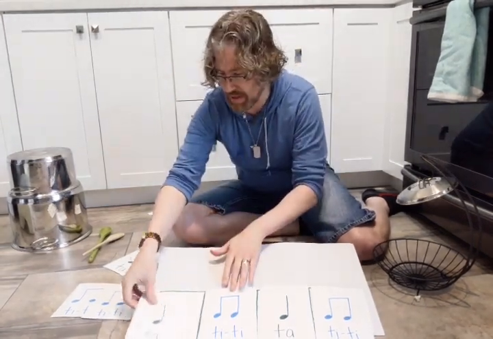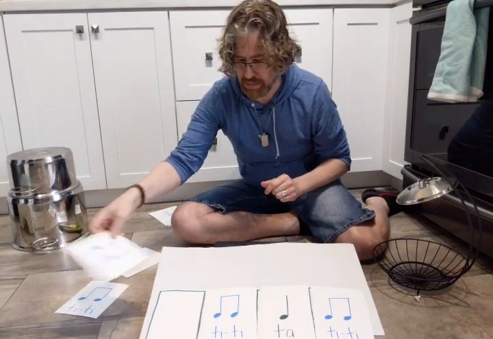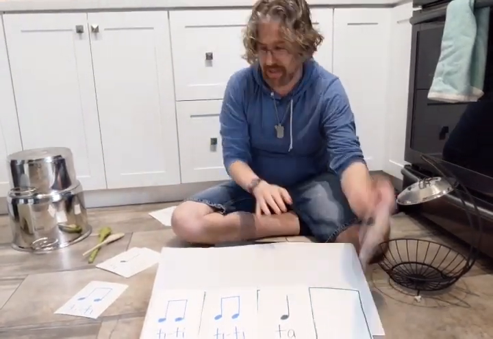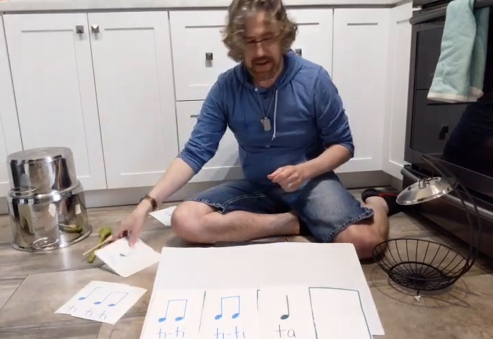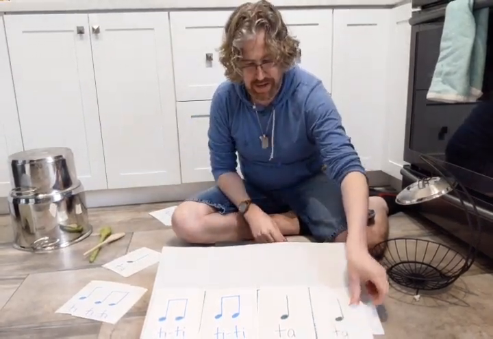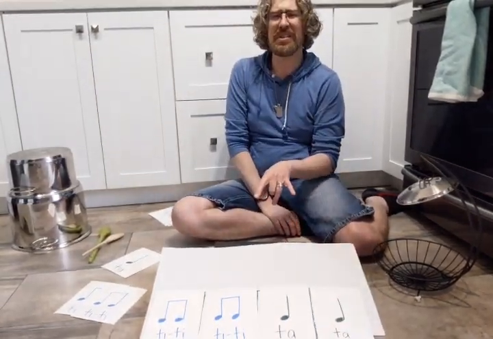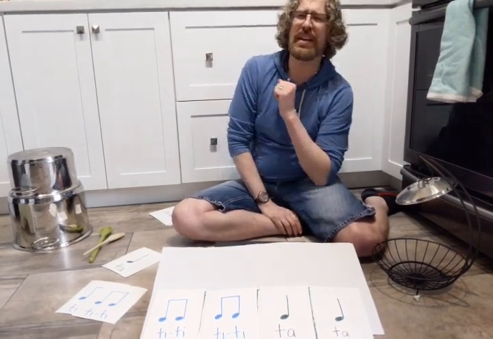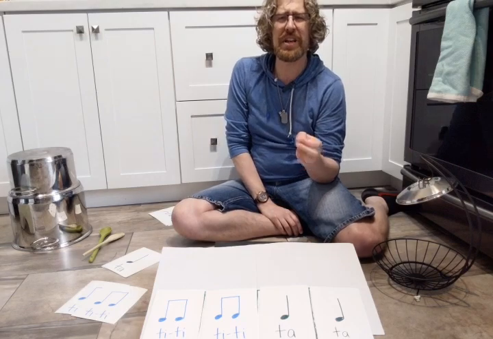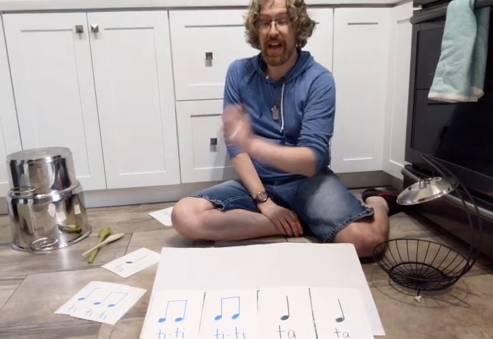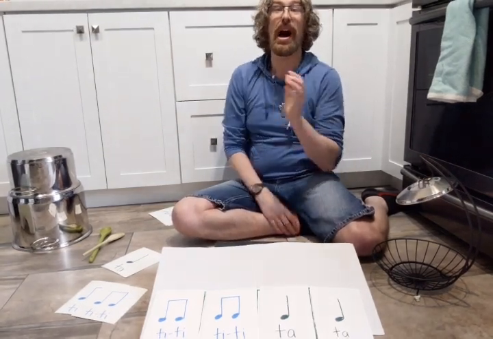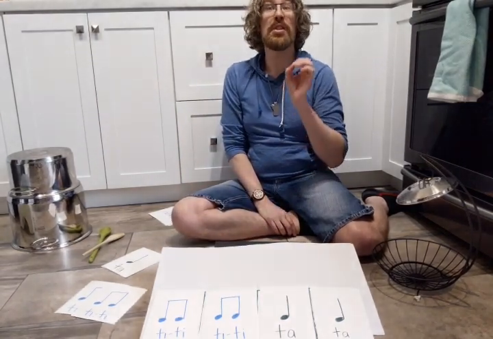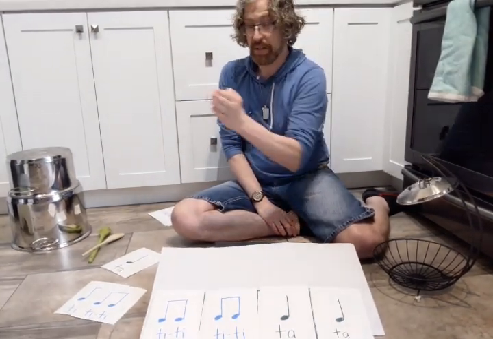We take this one out and let's put that there. And ooh, let's take this ti-ti out and let's put ta there. How do you think this one's gonna sound? Take a moment, look at it. I want you to make a guess. Try singing it to yourself or clapping it to yourself. How do you think this one's gonna sound? I'll point to the beats as we go. Ready? One, two, here you go.